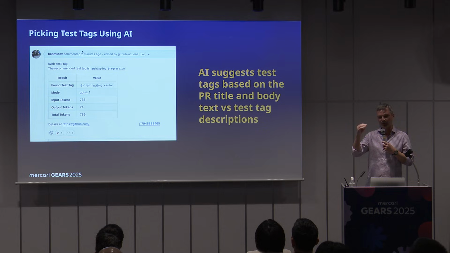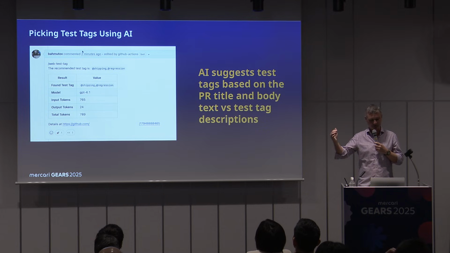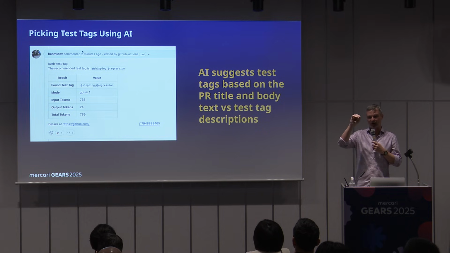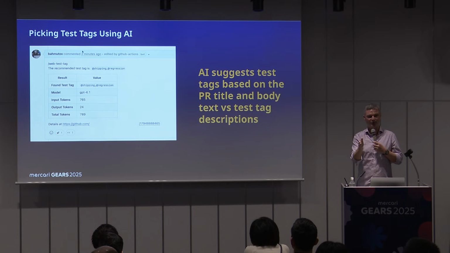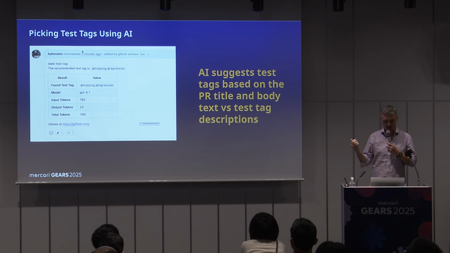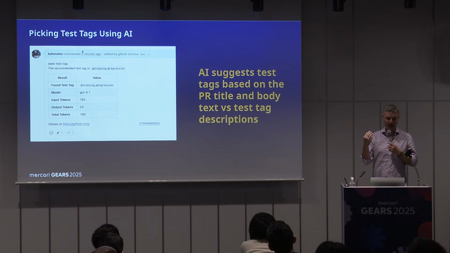You can guess what shipper means, but we have, again, a command that you can use in your comment on a pull request, like web test tag, and it will use AI and text match to just say, okay, out of this pull request text and subject line, what is the closest test tag that matches? And of course, we have descriptions for each test tag. So in this case, it found that two test tags are appropriate, shipping and regression.